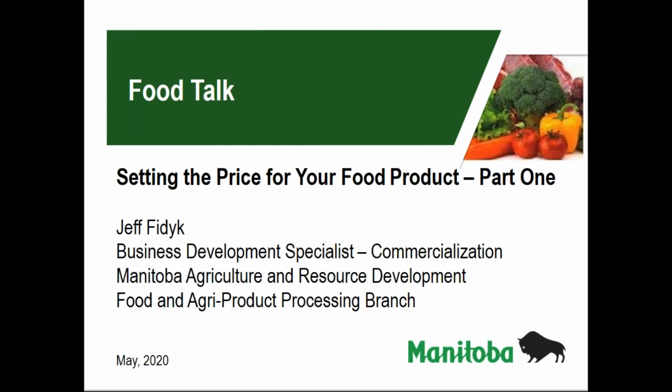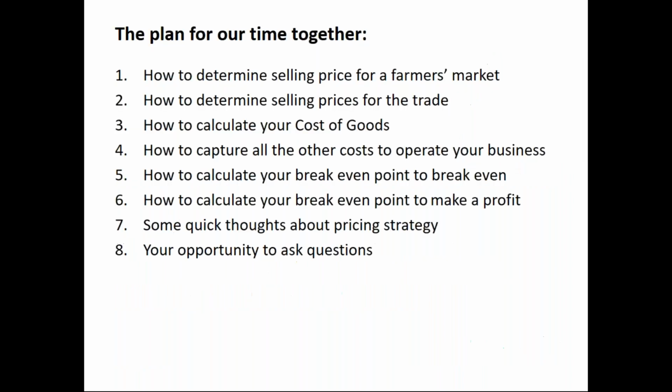So our plan for today is to do a couple things. We're first going to quickly look at how to set the price for a farmer's market. Then we're going to move on to setting prices for selling to grocery stores and wholesalers. We're going to calculate your cost of goods. Then we're going to capture all the other costs or fixed costs that you incur in operating your business. We're going to do as the flyer promised. We're going to teach you how to calculate your break even. Plus, we're going to show you how to make a break even plus a profit. And then finally, we're going to close with some quick thoughts about pricing strategy.